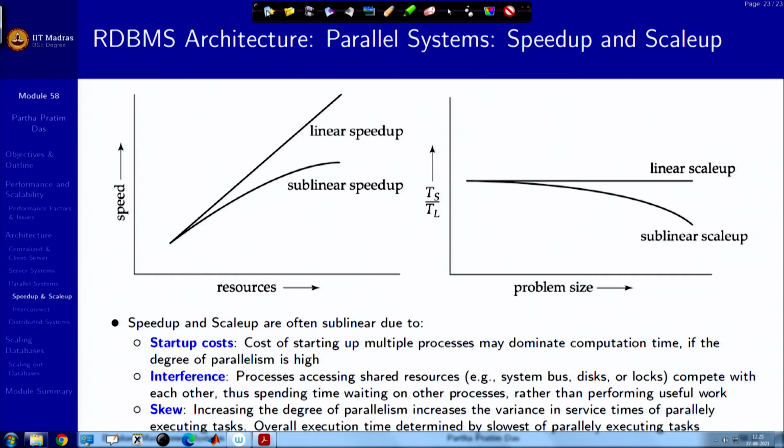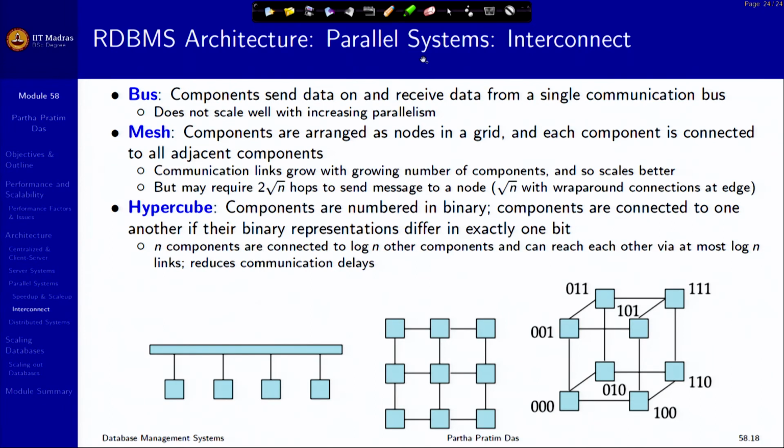So, these are some of the factors that will play against continuing to scale up at a steady rate. Naturally, as I said, the parallel systems will have to communicate between them in a very fast manner. So, the question comes up as to how you interconnect these parallel systems. Of course, this is not a core database topic, but it needs to be understood by the database engineer whose system runs on a parallel system.